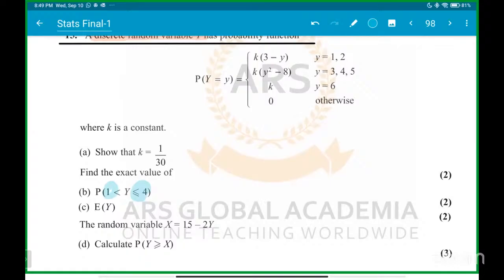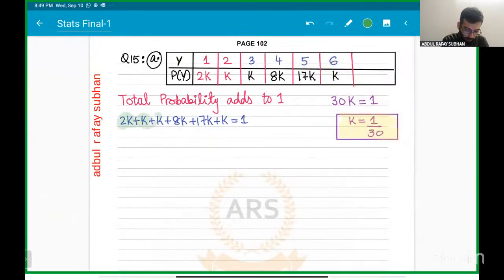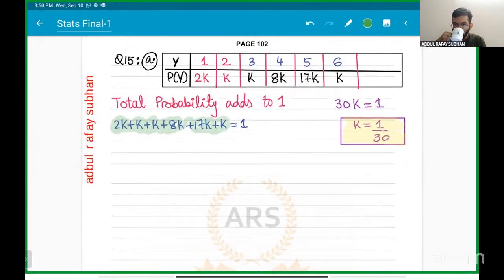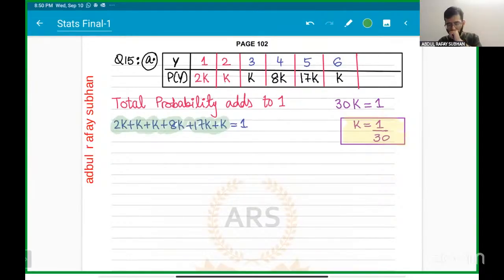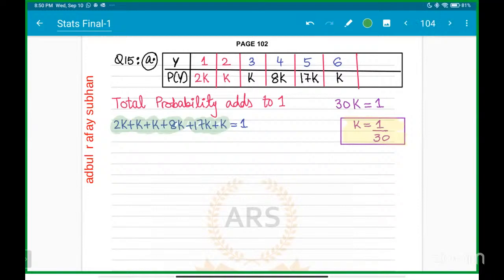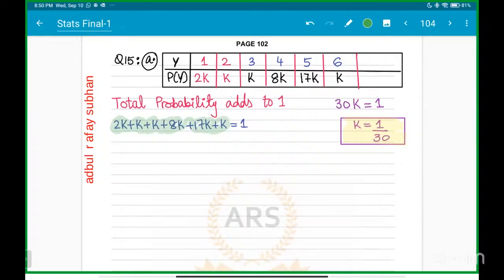Yes, Zuman, where do you get the 30 from? 30 is basically 2k plus k plus k plus 8k plus 17k plus k, which all add up to 30k. Okay. Got it now? Yeah. Clear, understood, got it? Yes, sir. Let's talk about part B.